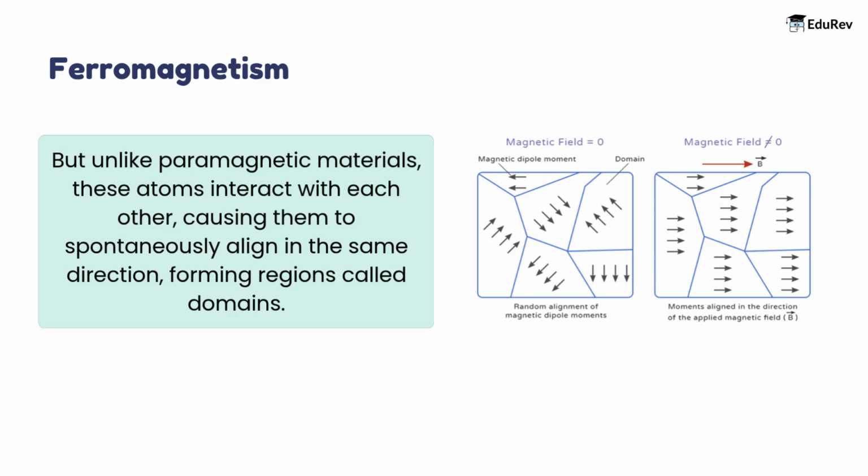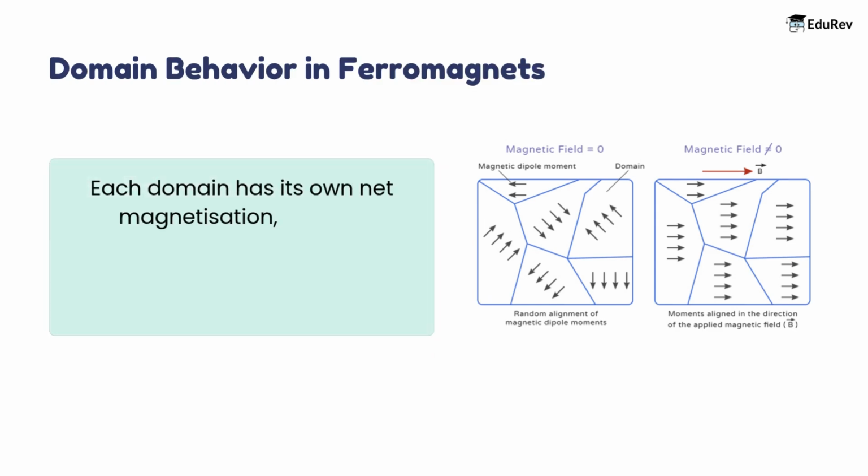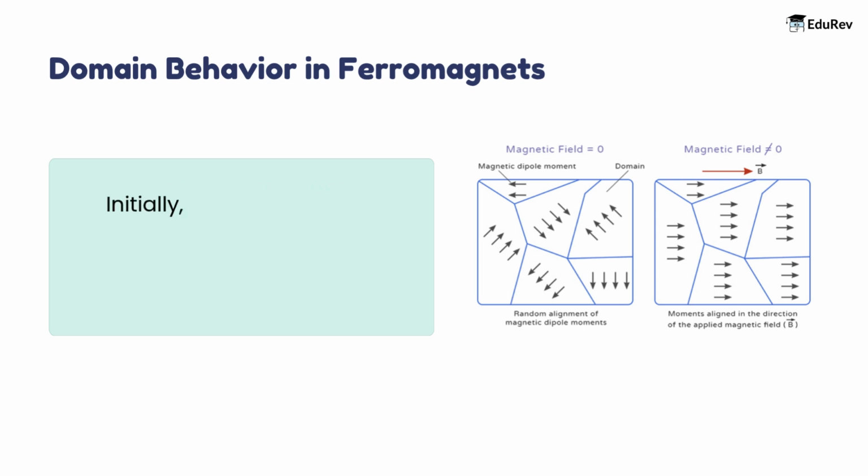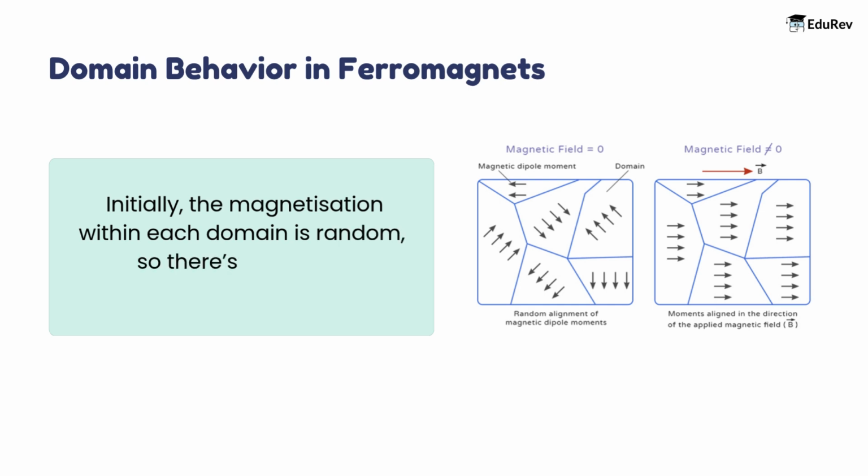But unlike paramagnetic materials, these atoms interact with each other, causing them to spontaneously align in the same direction, forming regions called domains. Each domain has its own net magnetization, and the domains are typically around 1 millimeter in size and contain about 10 to the power 11 atoms. Initially, the magnetization within each domain is random, so there's no overall magnetization.